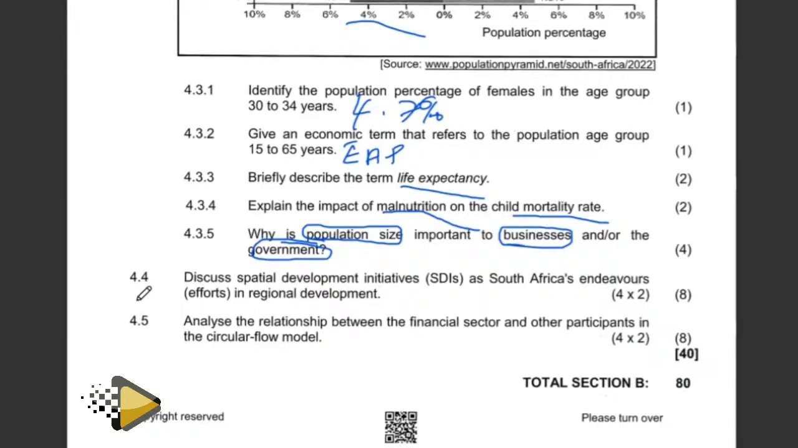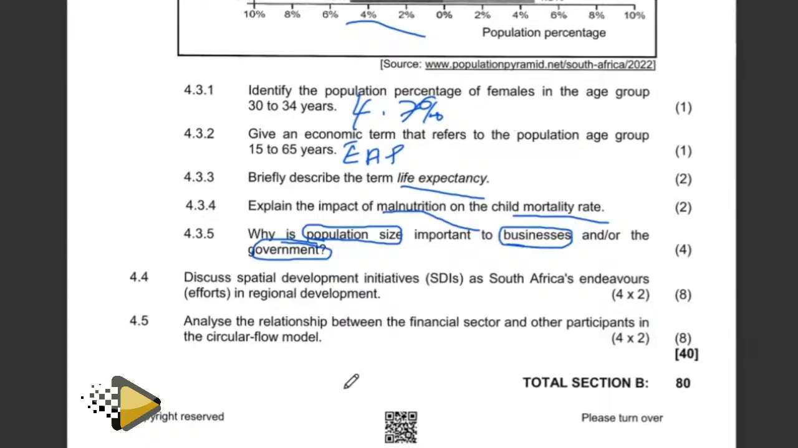So let's check 4.4. Discuss a special development initiative that South Africa and Cuba's efforts in regional development. South Africa has the potential of exporting more manufactured goods and services to other countries. That is why it is advisable for South Africa to always channel most of their money, assets and resources towards the improvement of the industries, or the secondary sector.